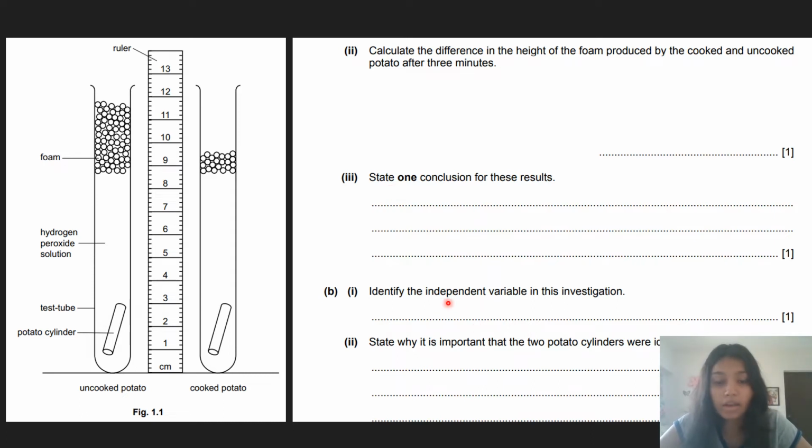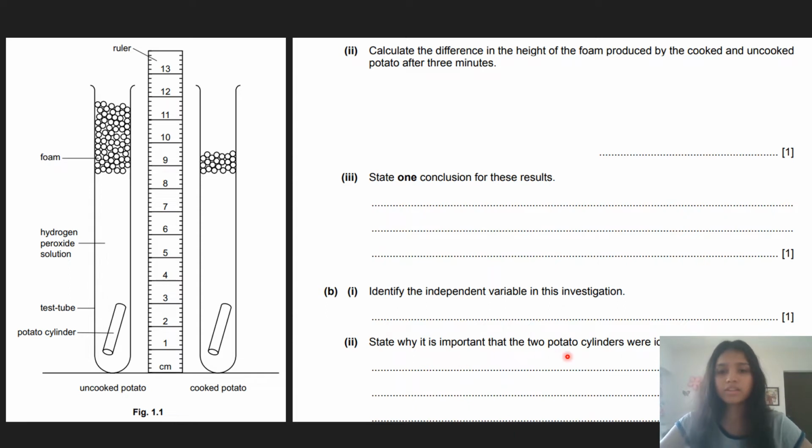Identify the independent variable in this investigation. So what we were investigating here is the effect of treatment on catalase activity. Okay, the effect of treatment of potatoes. So that's basically cooking or uncooking it. So catalase activity is affected by the treatment of potatoes, which means catalase activity is dependent on how the potatoes are treated. Therefore, the treatment of the potatoes will be the independent variable because they affect the outcome of the test. Okay, so the independent variable is going to be treatment of potatoes.